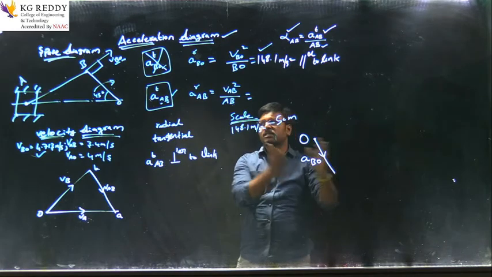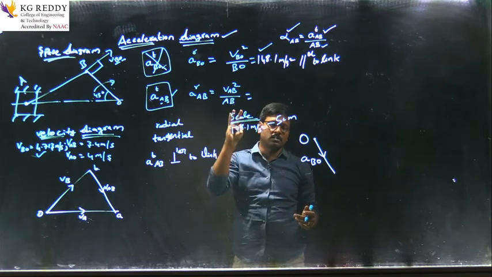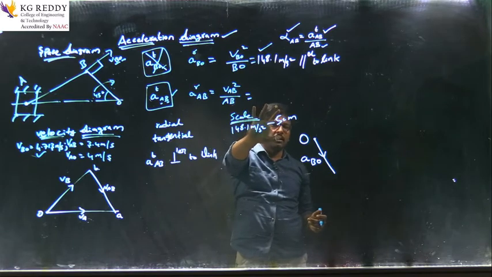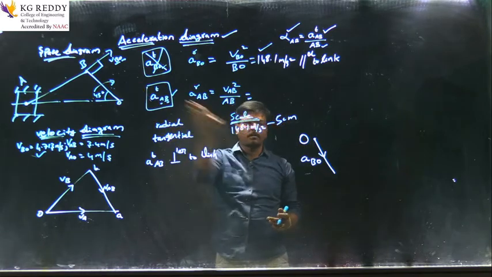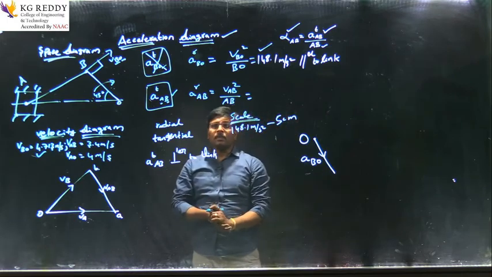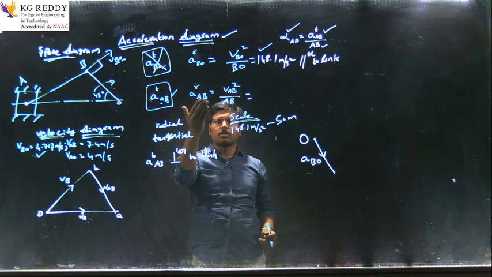So the direction is parallel to that, parallel to the link. The first is the magnitude and the second is direction. The magnitude we will get by the formula, and we are taking a scale, then the direction comes from the diagram, where we have to take a parallel. That is enough. Next one, coming to the radial component of acceleration of A with respect to B, right?